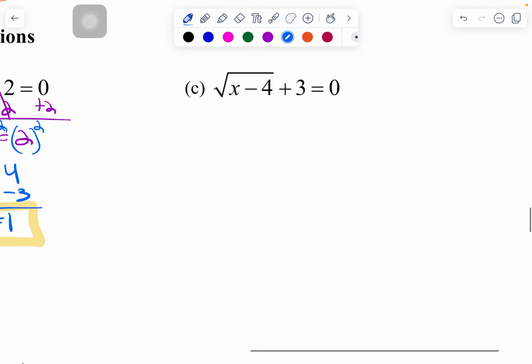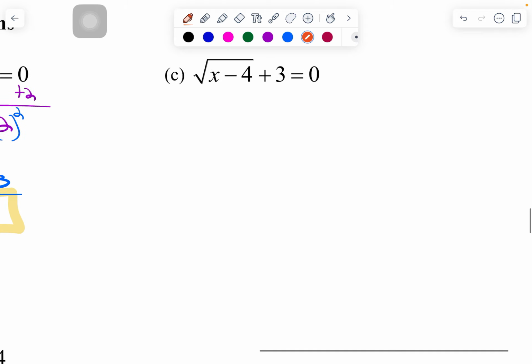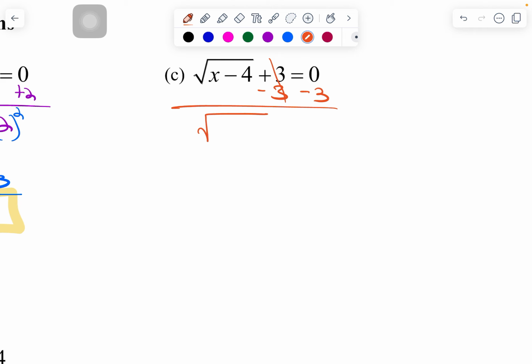But wait, there's another one. All right, so for part C, I'm going to go ahead and start doing this one the same way I did with part B. I want to get the radical, the square root, by itself. So that means I need to subtract 3 from both sides. So square root of x minus 4 equals negative 3. I'm going to go ahead and square both sides. So square and square, those cancel. We've got x minus 4 equals negative 3 squared, which is 9.